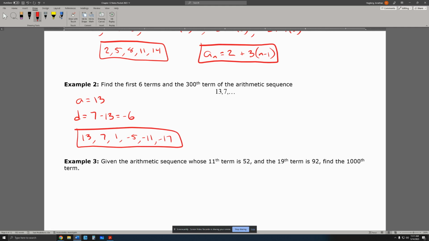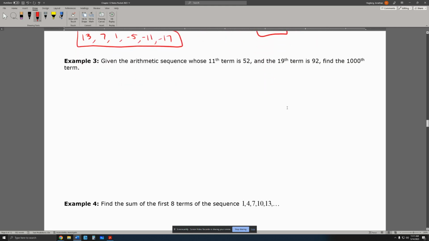Our 300th term, we can use our explicit definition. So a sub 300 is equal to our first term, 13, plus n minus 1, or 300 minus 1, times our common difference d, so times negative 6. If we were to evaluate this, this is equal to negative 1,781. Okay? So a sub 300 is negative 1781.